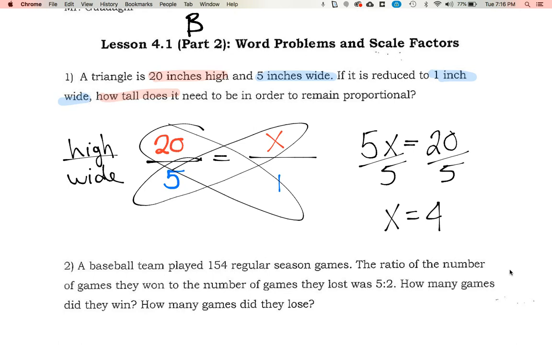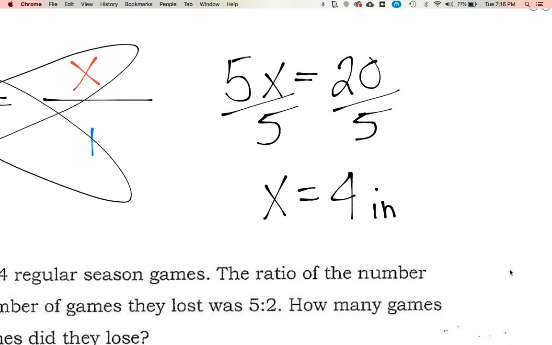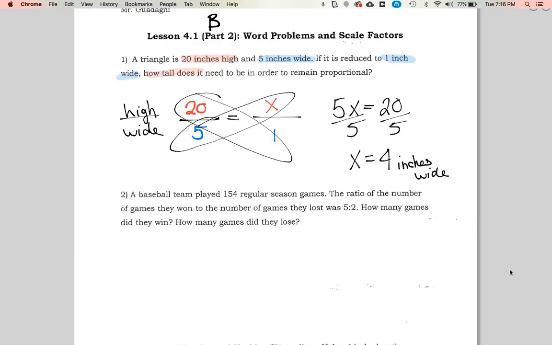And x equals 4. So 4 wide. So 4 inches wide.